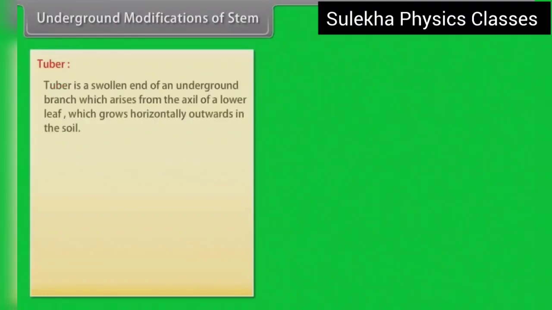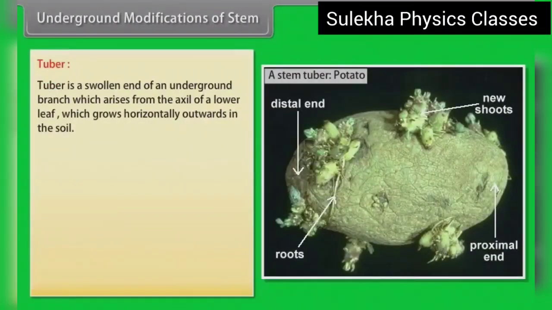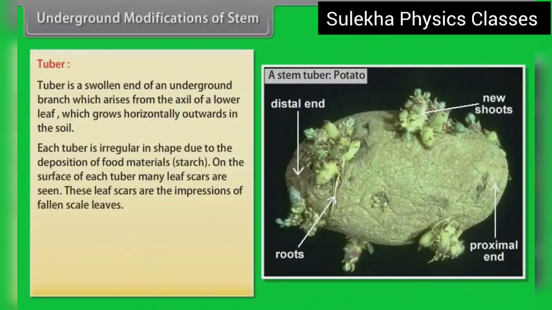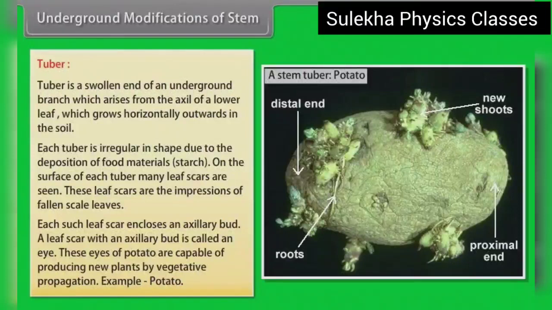Tuber. Tuber is a swollen end of an underground branch which arises from the axil of a lower leaf, which grows horizontally outwards in the soil. Each tuber is irregular in shape due to the deposition of food materials, starch. On the surface of each tuber, many leaf scars are seen. These leaf scars are the impressions of fallen scale leaves. Each such leaf scar encloses an axillary bud. A leaf scar with an axillary bud is called an eye. These eyes of potato are capable of producing new plants by vegetative propagation. Example: potato.